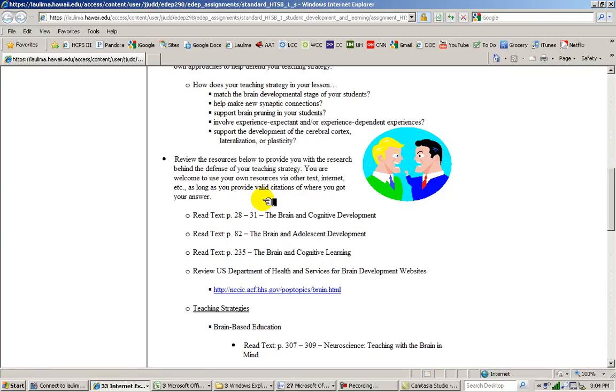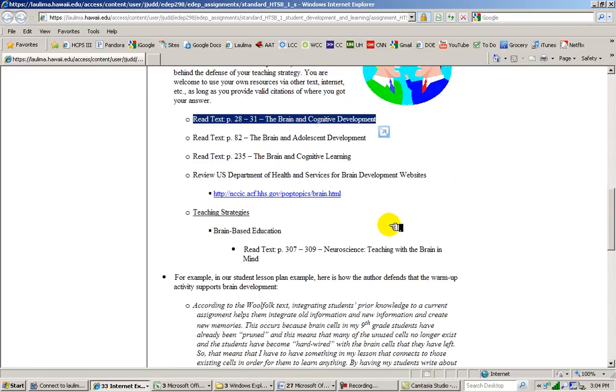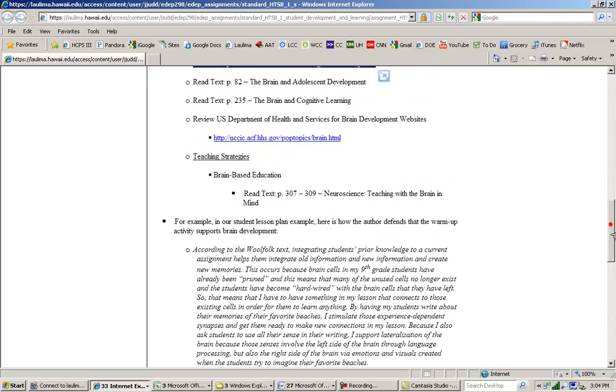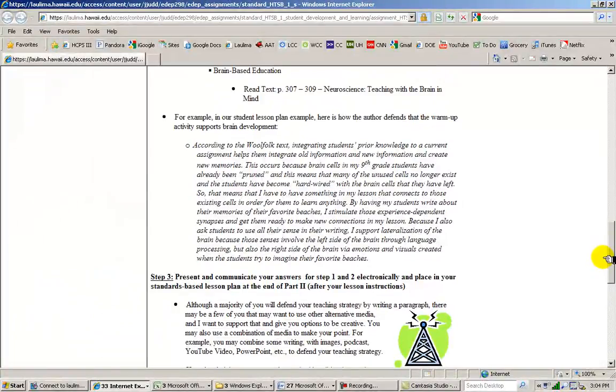The way you get the answers is to use the following resources, and you're welcome to use other resources on the internet as long as you provide valid citations. So go ahead and read these 3 pages, The Brain and Cognitive Development. Read page 82, read page 235, read some of these other web sources, read about brain-based education, and see if you can come up with a defense that says why we should do this.